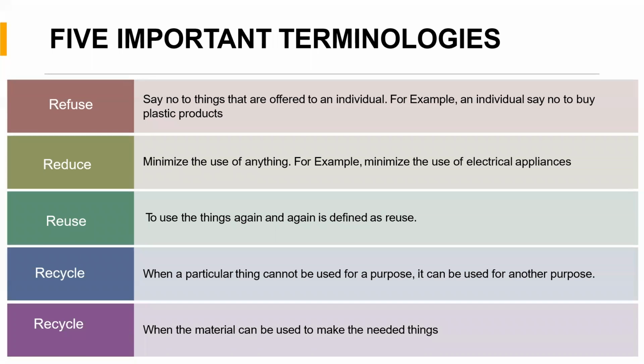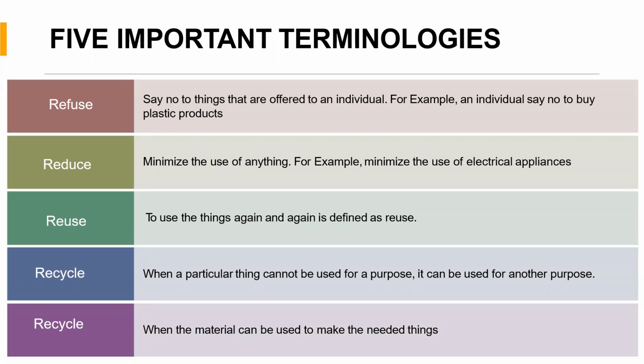Hence, 5 important terminologies. Refuse: say no to things that are offered to an individual. For example, an individual says no to buying plastic products. Reduce: minimize the use of anything that can cause harm to our nature. For example, minimize the use of electrical appliances.